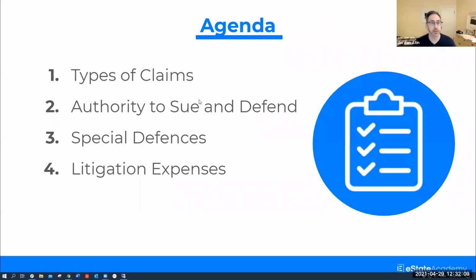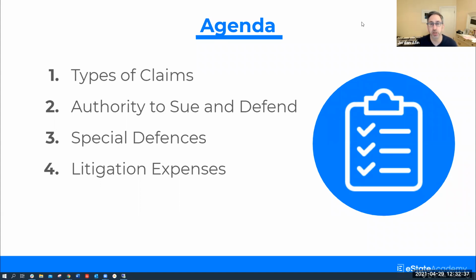Great. So the agenda for today is basically what types of claims you might see, and we'll probably add to the list as we go along. The authority of an executor to sue and how to sue an estate. Some special defenses that are only available to estates and that we wanted to highlight, and then just how litigation expenses might be dealt with in an estate.